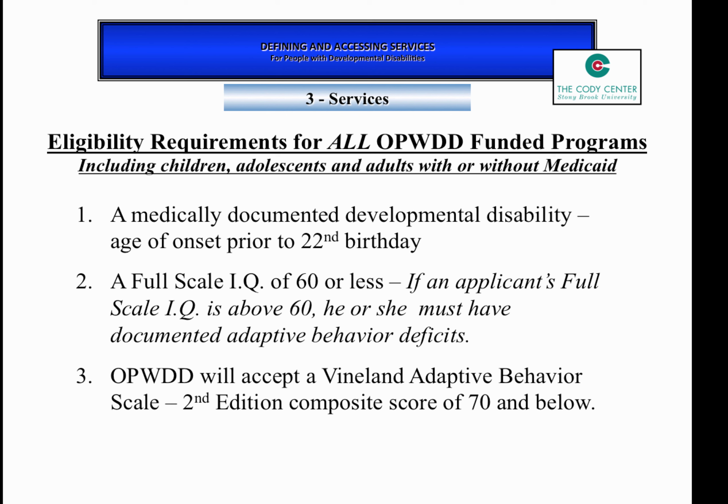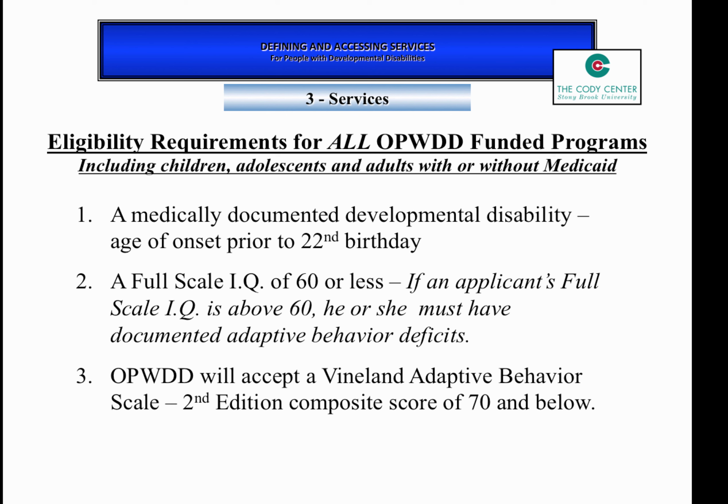These following requirements are for all OPWDD funded programs. You have to have a medically documented developmental disability, age of onset prior to 22nd birthday. You have to have a full-scale IQ of 60 or less. And if the applicant's full-scale IQ is above 60, say somebody on the autism spectrum with Asperger, like I mentioned before, he or she must have a documented adaptive behavior deficit.